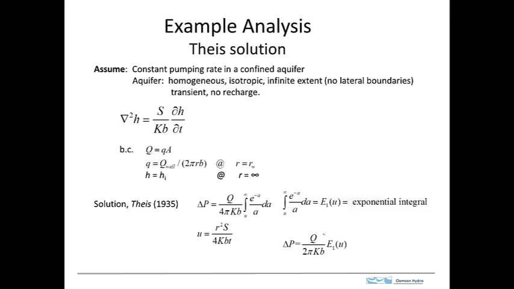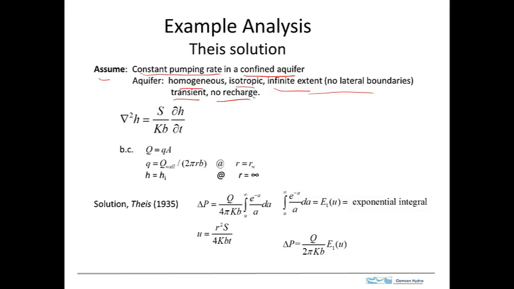So a classic analysis of this problem was done initially by Theis, and this analysis has the following assumptions. The pumping rate at the well is constant. It's a confined aquifer, and it's of infinite extent. So there are no boundaries. The aquifer goes on forever. It's homogeneous and isotropic. The analysis is transient, so it's a function of time, and there's no recharge.